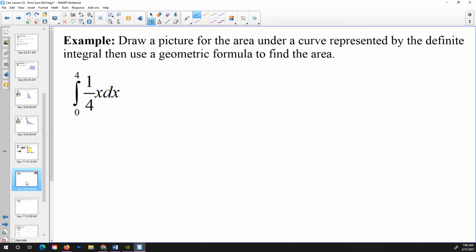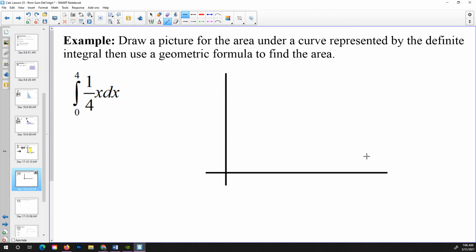All right. Next, draw a picture for the area under the curve represented by the definite integral. Then use a geometric formula to find the area. Again, here I have a linear equation. So if I go to draw that on my x and y axes, I'll start at 0, I'll go to 4, and 0 in this function is going to give me 0. 4 in this function is going to give me 1. So I will have a line that goes like this.